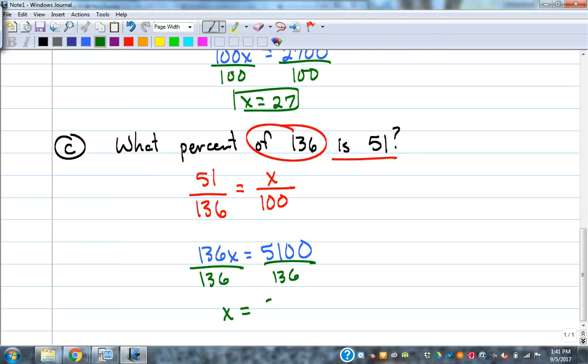37 and a half. And that is a percentage because they asked for a percentage. What percent? So you're going to have that percent symbol.